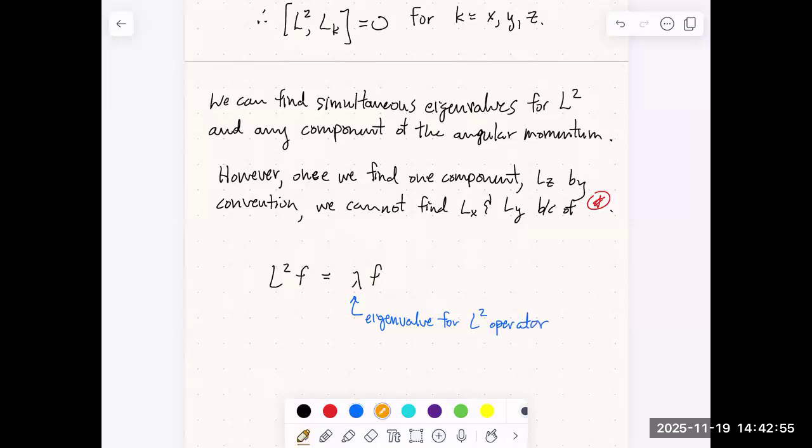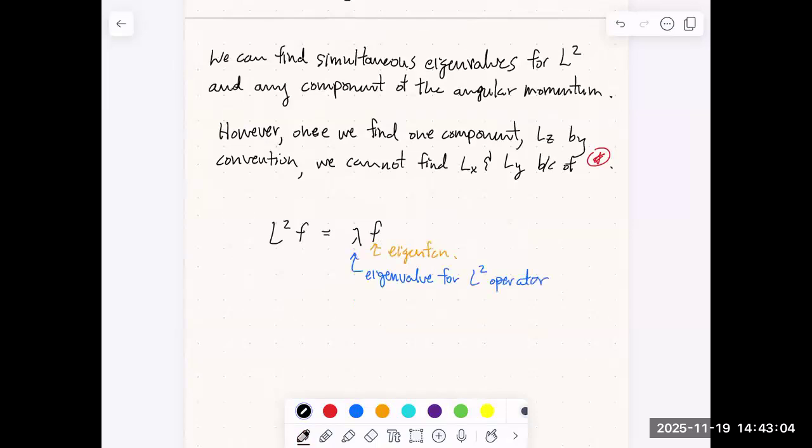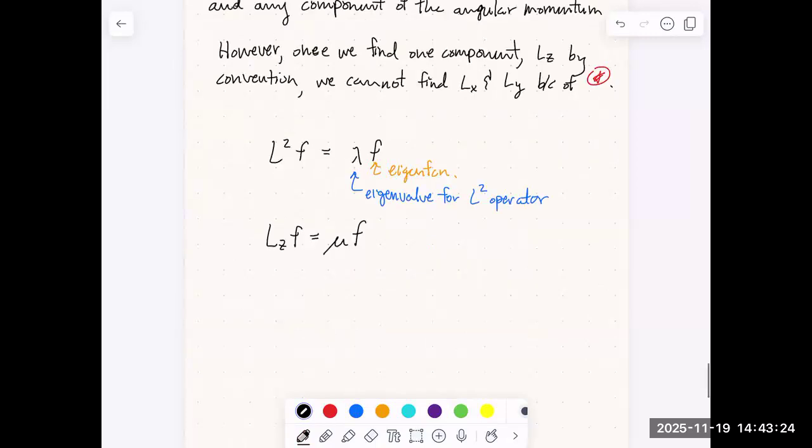And this is going to be my eigenfunction. At the same time, I should be able to take that same eigenfunction, act with the Z operator, and get an eigenvalue for the Z component of the angular momentum. And so we're going to try to deduce what L and mu are. The way we're going to do it is appeal to some techniques that we used for the harmonic oscillator. We're going to use the ladder operators.